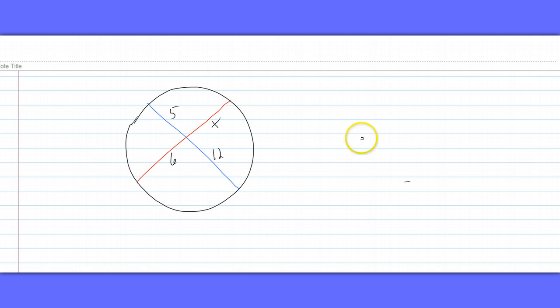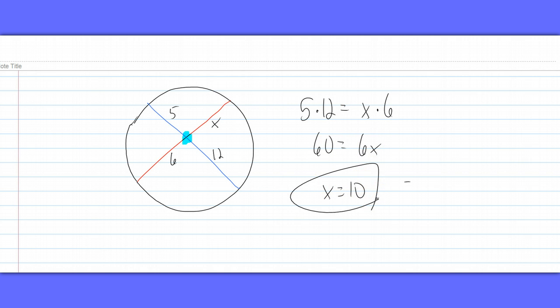Here's our first actual example of using these equations. This one we have two chords intersecting. They're intersecting inside the circle at that highlighted point. If we look on this blue chord, there are lengths of 5 and 12 that'll be multiplied. And along the red chord, we have lengths of x and 6 that need to be multiplied. So we go into solving that equation, divide both sides by 6, and we get x equals 10.